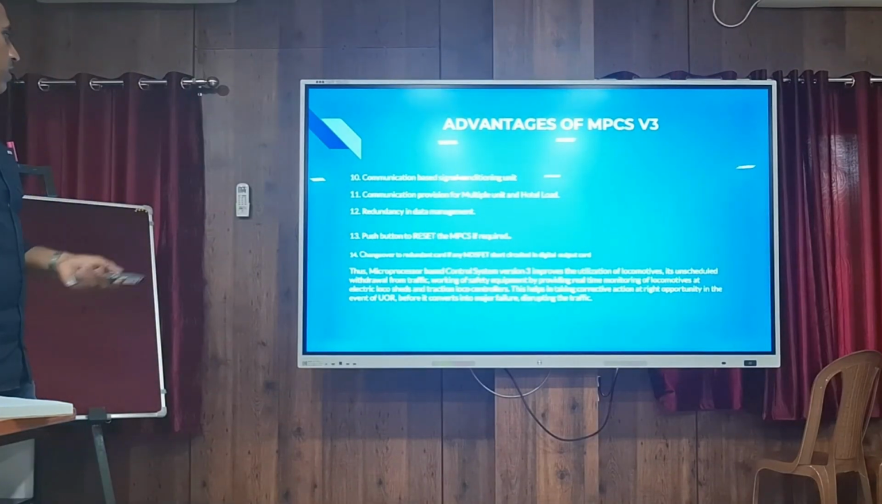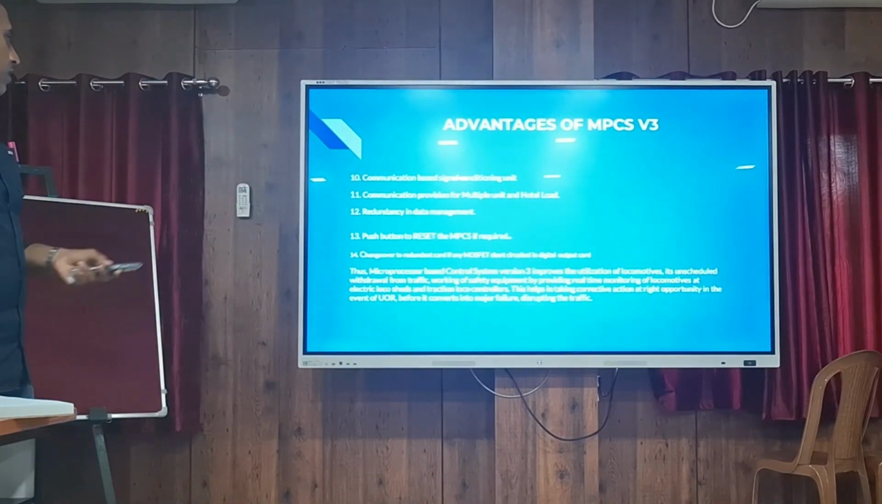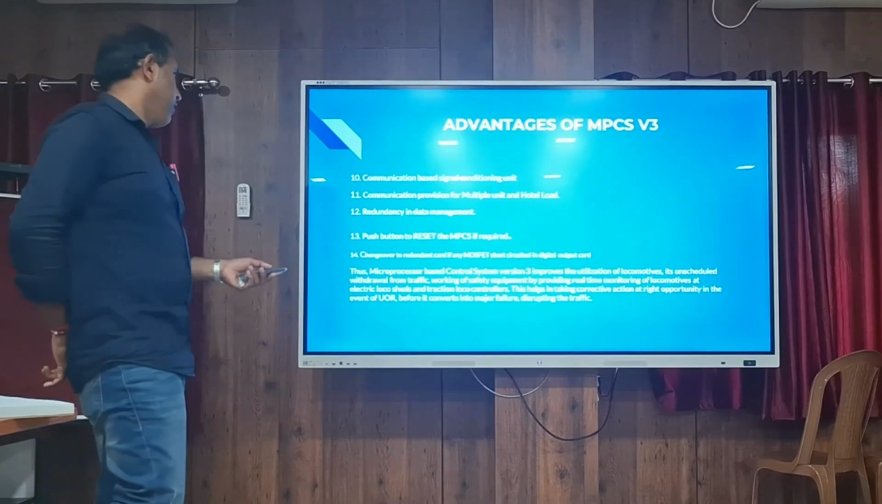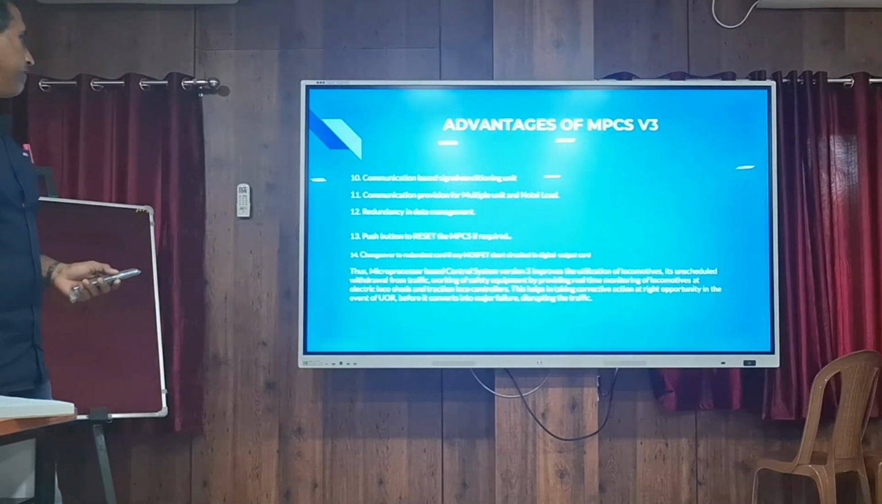Better utilization of locomotives, unscheduled withdrawal will be less. Then real-time monitoring will be there.